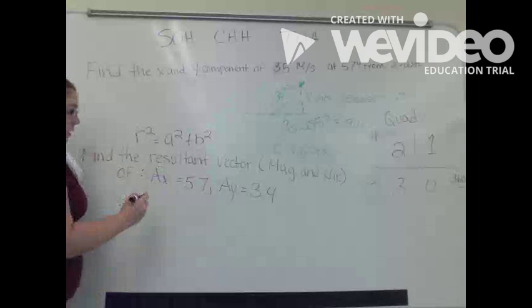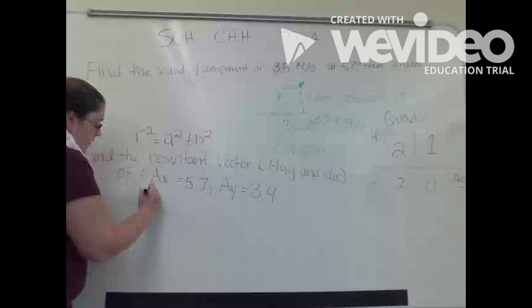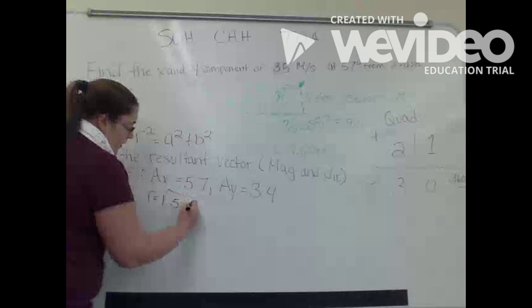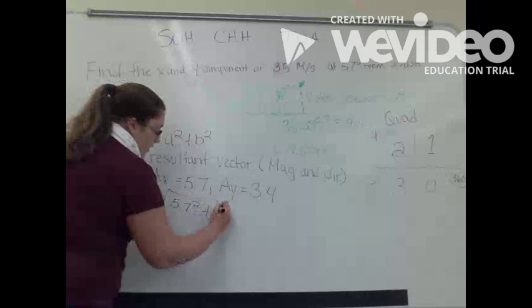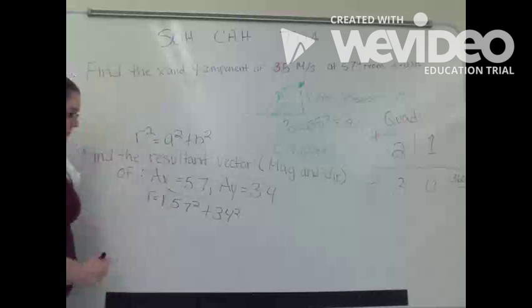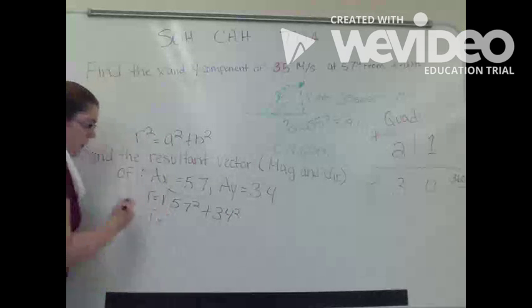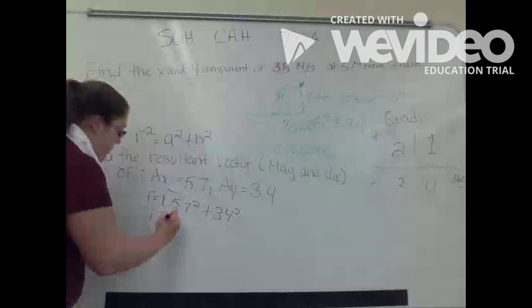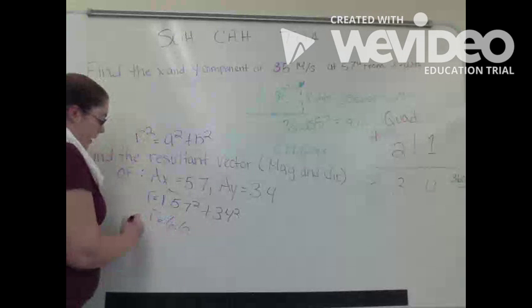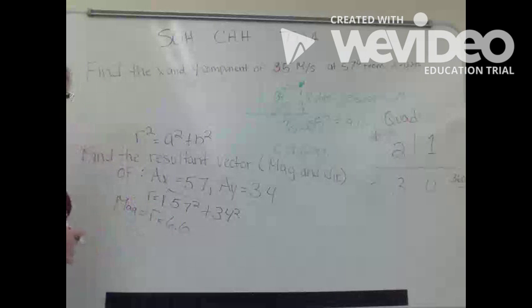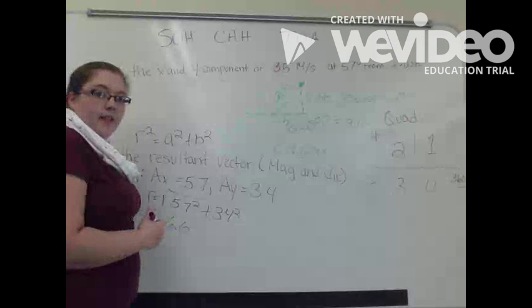Okay, so I have r equals the square root of 5.7 squared plus 3.4 squared. Okay, so r gives me a number. And at this point, it gives me 6.6, which is my magnitude. So I know my magnitude of my vector is 6.6.